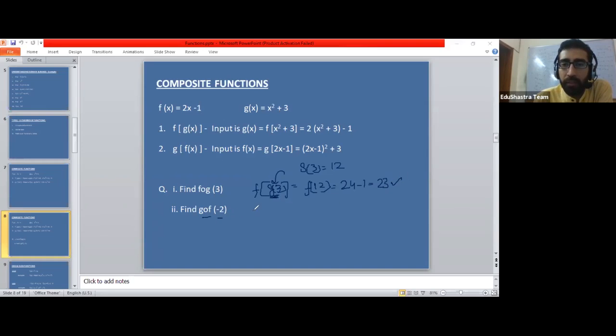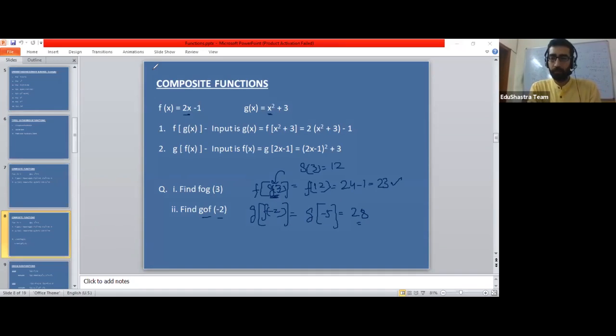g of f(minus 2) would mean finding f(minus 2) first. f of minus 2 is 2 into minus 2, minus 4, minus 1, minus 5. So you have to find g of minus 5. g of minus 5 is minus 5 whole squared plus 3, 25 plus 3, 28. I hope this is clear, guys. Let me know if you have any doubt here.